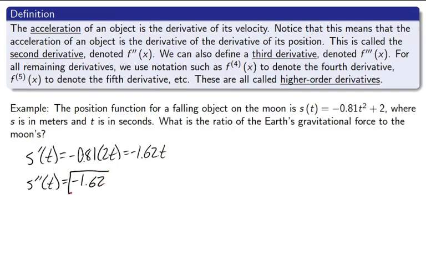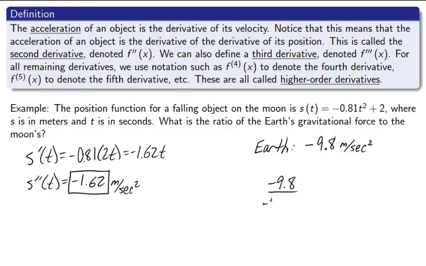Now, one of the facts you might know from physics is the acceleration due to gravity on Earth. S is in meters, so that's important. This is in meters per second squared. What you need to know is on Earth, for this problem, the acceleration due to gravity is about 9.8 meters per second squared. They want the ratio of the Earth's gravitational force to the moon's. Negative 9.8 divided by negative 1.62, which is approximately 6.04. If you've ever heard that the gravity on the moon is 1/6 of that of Earth, this is exactly where it comes from.